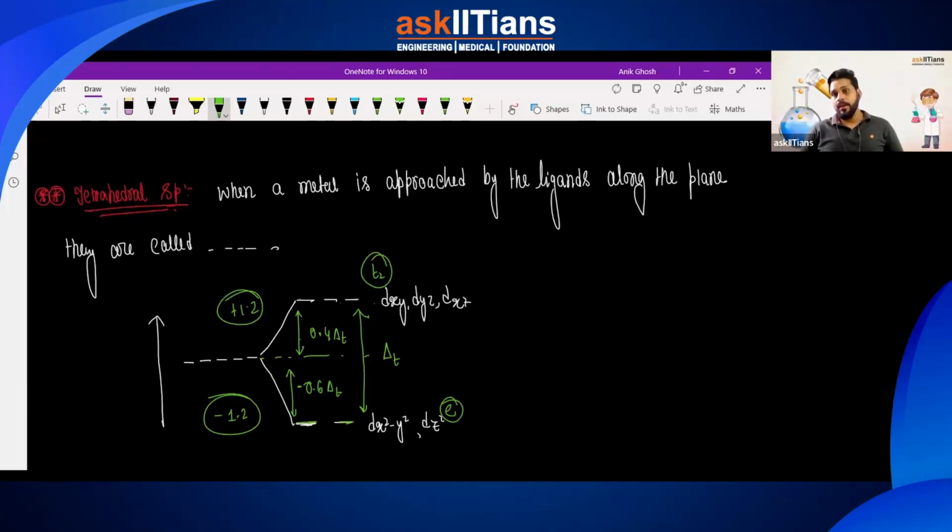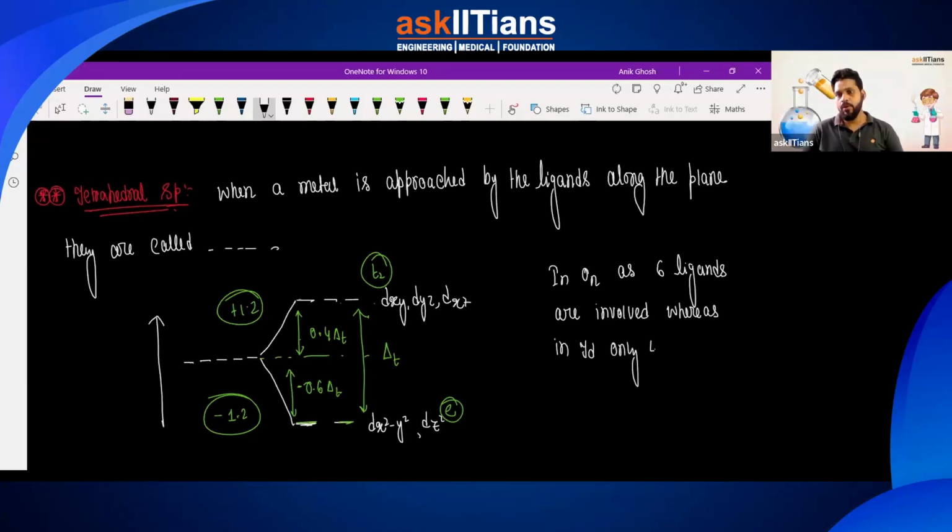Okay. In octahedral species, as 6 ligands are involved, whereas in tetrahedral only 4 ligands are involved, so delta O is greater than delta T. Guys, very, very logical point.